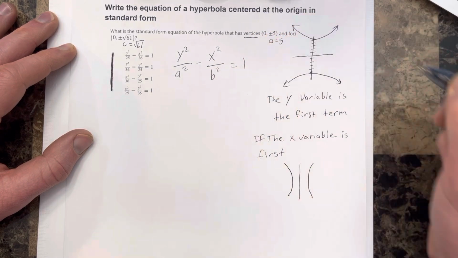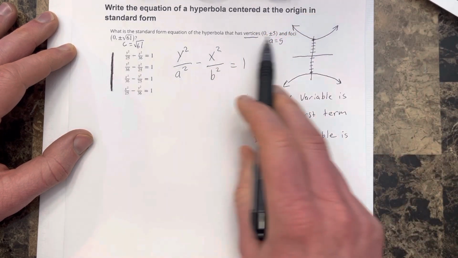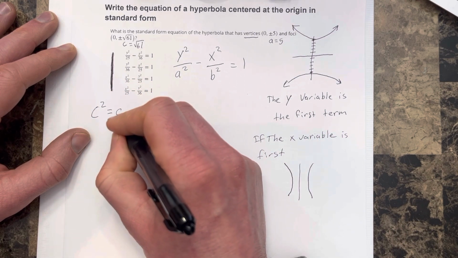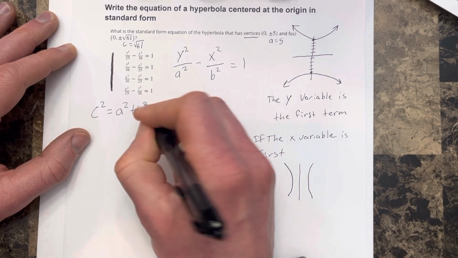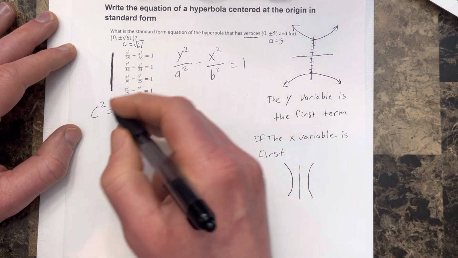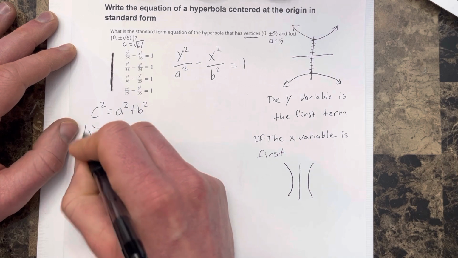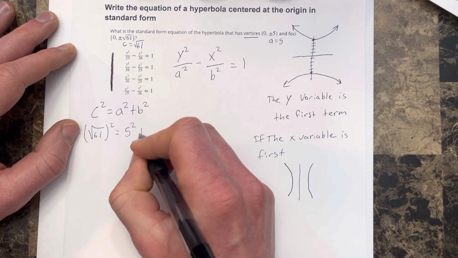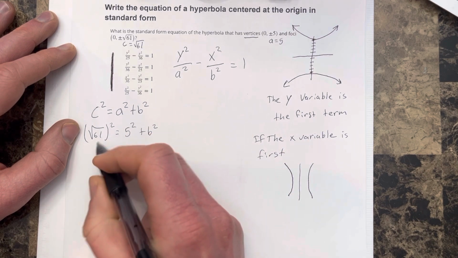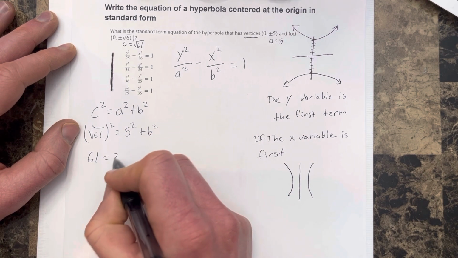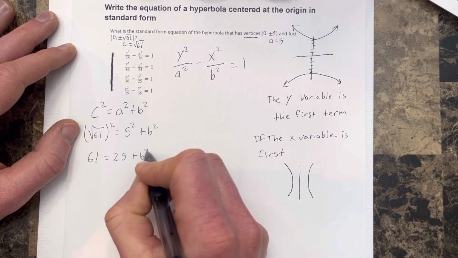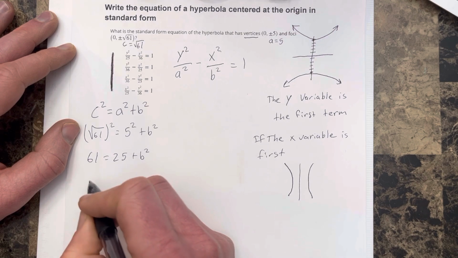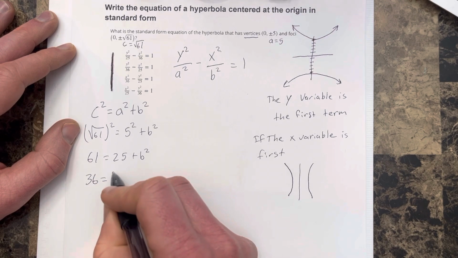is equal to 1. Now, I have c and I have a, and for hyperbolas, we can use c squared is equal to a squared plus b squared to find b. So we can say that we have √61 squared is equal to 5 squared plus b squared. When I square this, I get 61 equals 25 plus b squared. Subtract the 25, and that would give you 36 is equal to b squared.